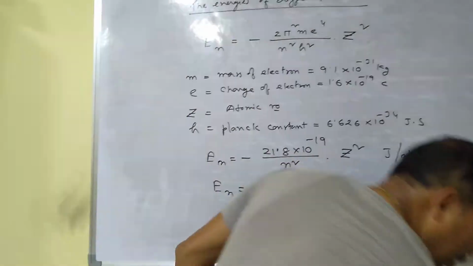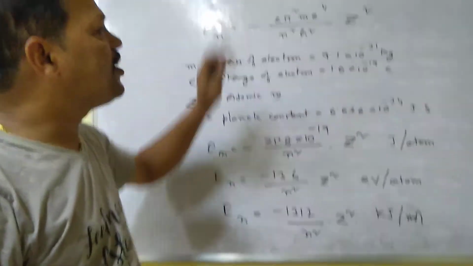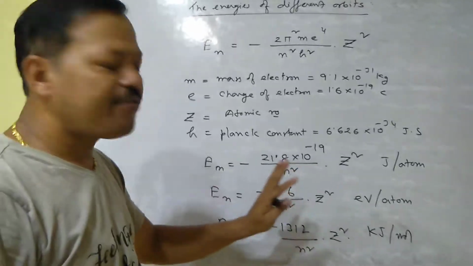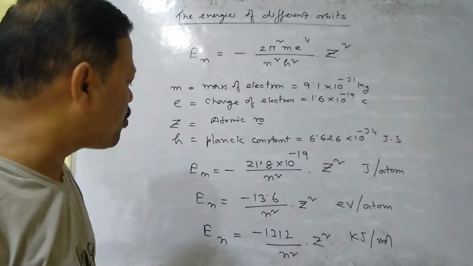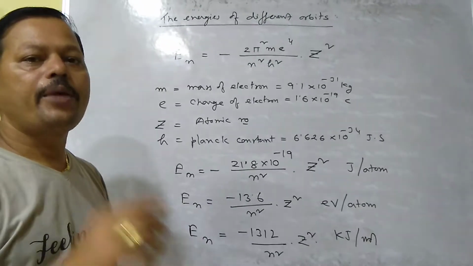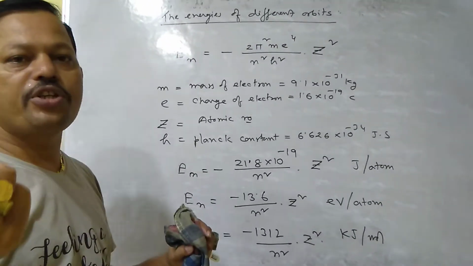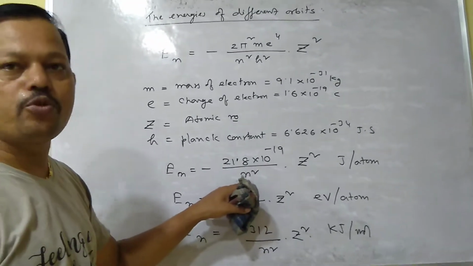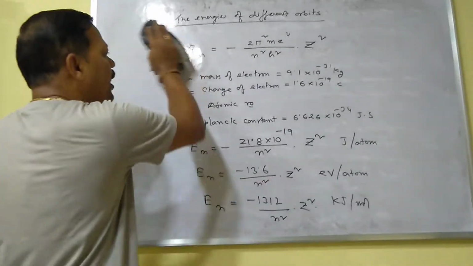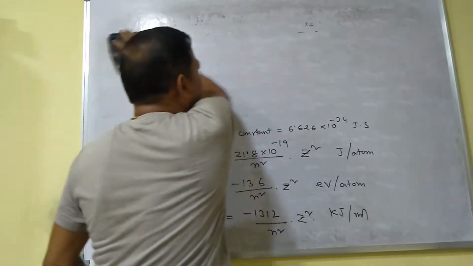Now, this is about the energy of different orbits. By using this, depending on the unit, you can find out the energy of different orbits. Always remember the n value depends on the number of the orbit. If you want to determine for the first orbit, you put n as 1. For the second orbit, n is 2. For the third orbit, n is 3. For the fourth orbit, n is 4. Like that you can find out the energies of different orbits.